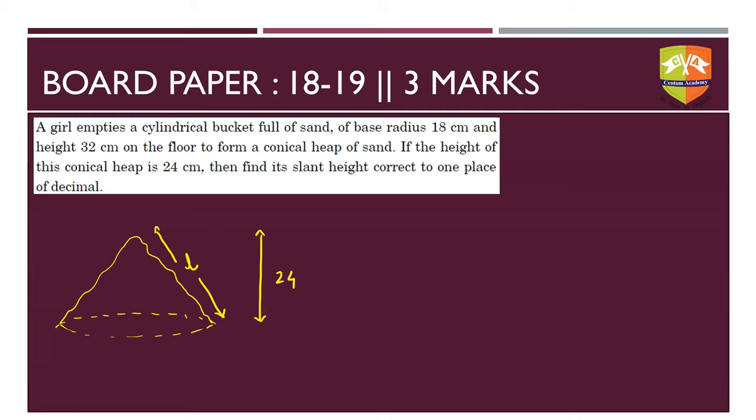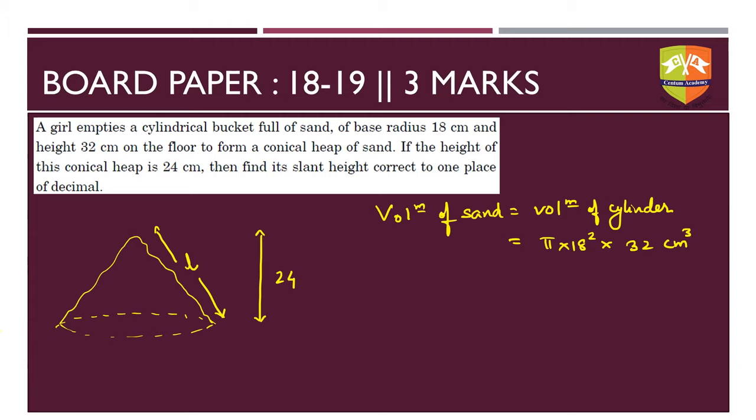And yes, so what is the volume here? Volume is given. Bucket full of sand of base radius. So what is the volume of the sand? Volume of sand is equal to volume of cylinder, isn't it? And what would that be? So bucket full of sand, base radius 18. So pi into 18 square into 32 cm cube. This is the volume of the sand. From here, you need to find out R first.